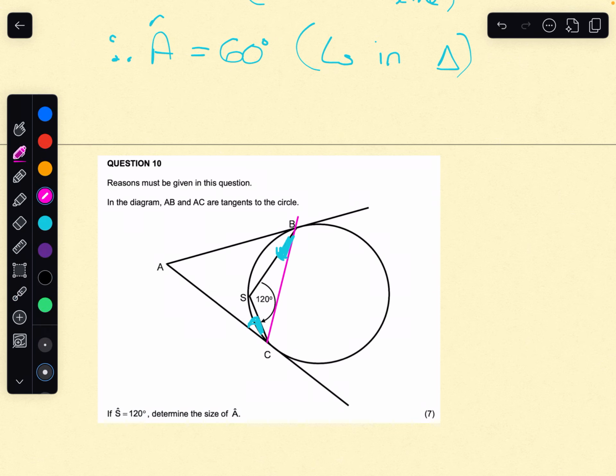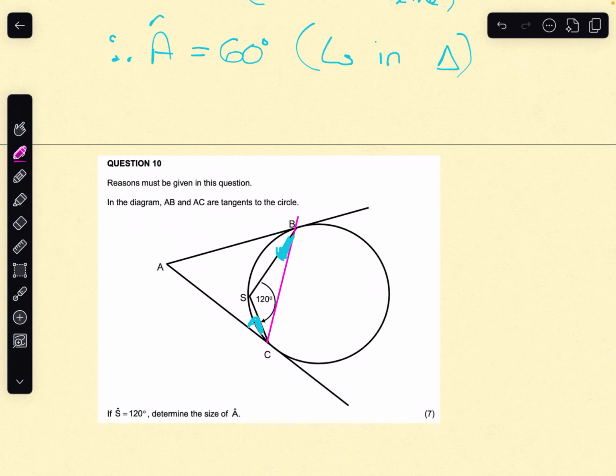And then they say BCS, this guy is equal to this guy, also by tan-chord, right? There's my chord, there's my tangent, subtending that angle over there at the circumference in the alternate segment.